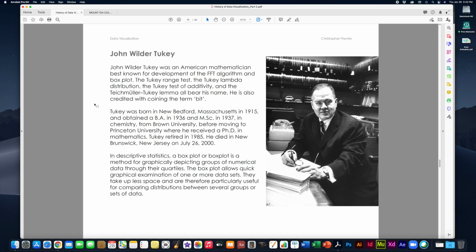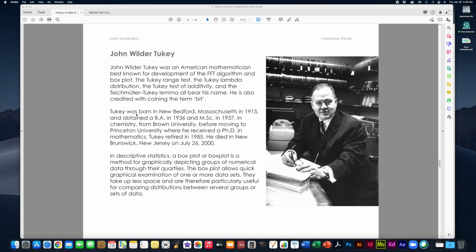Now, John Wilder Tukey is not a designer, he's not an artist, he's actually a mathematician. And he developed the FFT algorithm and the box plot. The box plot is a type of graph. We'll see an example of it in a second. Now, Tukey also invented the Tukey range test, named it after himself, the Tukey lambda distribution, and the Tukey test of additivity. He loved naming things after himself, apparently. He also is credited with coming up with the term bit.